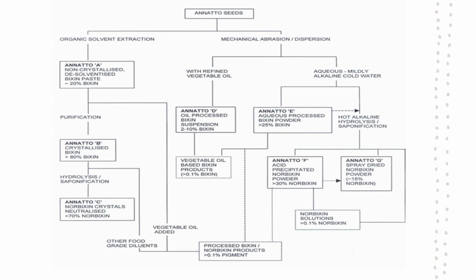Now, the second method of extraction of annatto seeds under the mechanical abrasion method or dispersion method is aqueous mildly alkaline cold water. Now, the extraction with dilute aqueous potassium or sodium hydroxide. It involves the same principle as that of extraction with refined vegetable oil, but here the mechanical abrasion is provided by constant stirring of annatto seeds in mildly alkaline water. This separates the pigment layer, which is then acid precipitated, filtered off, and dried, and which gives us bixin up to a concentration of 25%.